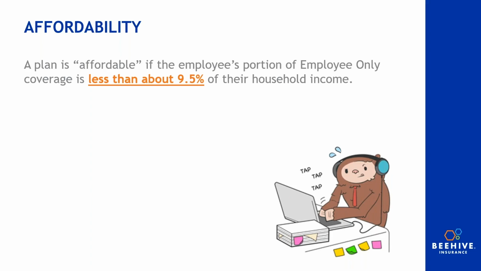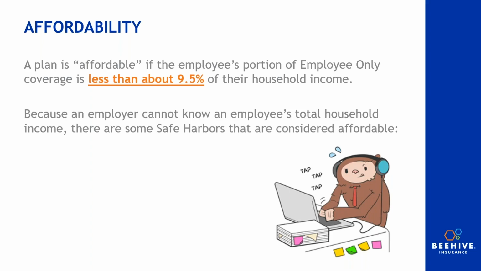However, there is a problem when we're using household income, because as an employer, you cannot know an employee's total household income. An employee may have a second job. They may have student loans that they're paying, and the interest may be considered not part of their household income. There may be alimony and other factors to consider. So you can't know an employee's household income. And because of that, the IRS has given you some safe harbors that are considered affordable.